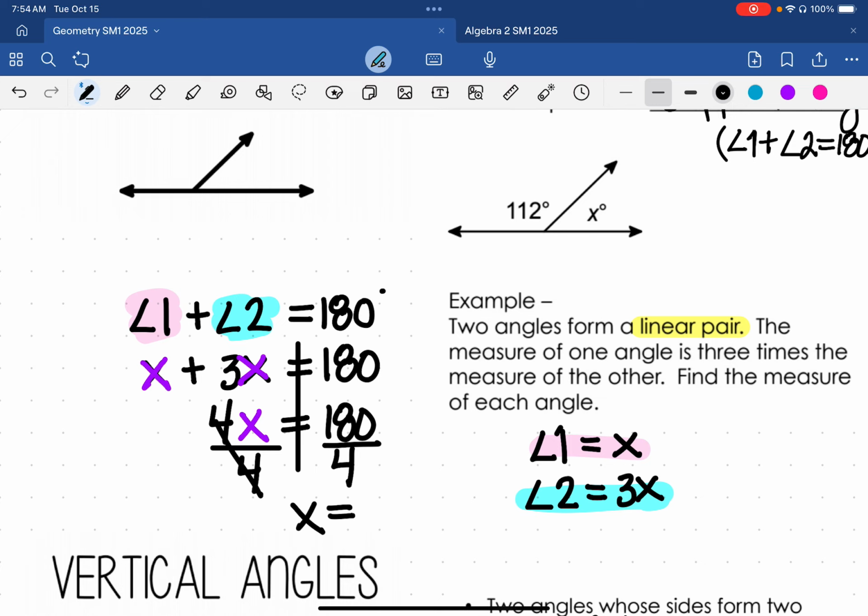Oh, no. There we go, 45. That's what I was thinking. Just wanted to make sure.